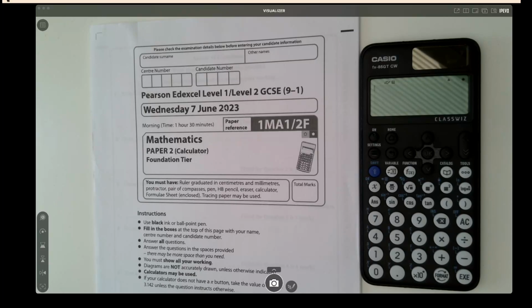Edexcel Paper 2s are calculator papers, so a calculator should be used. A little disclaimer, there may be more than one way to answer a question. The methods shown in this video are not the only way some mathematical skills can be applied. Okay, let's get started.